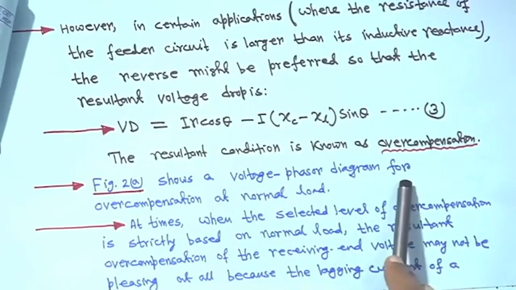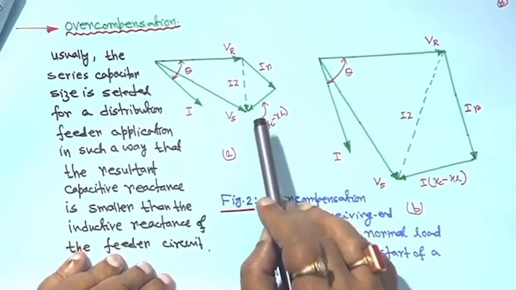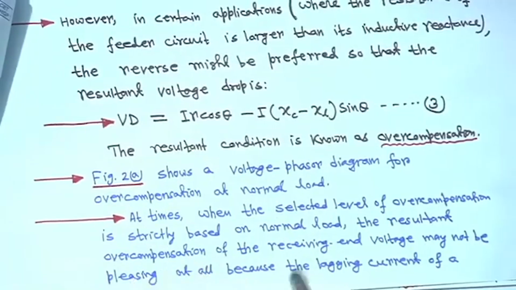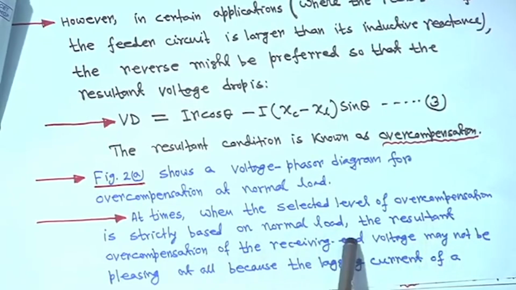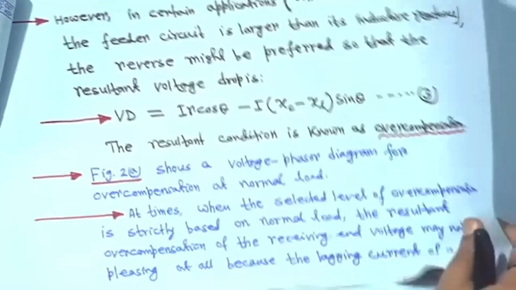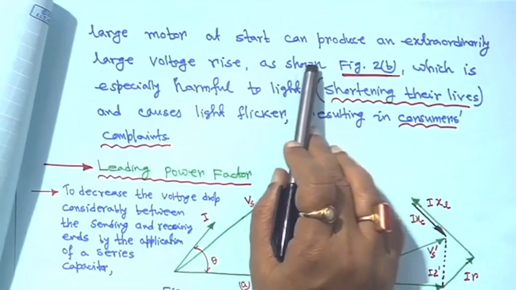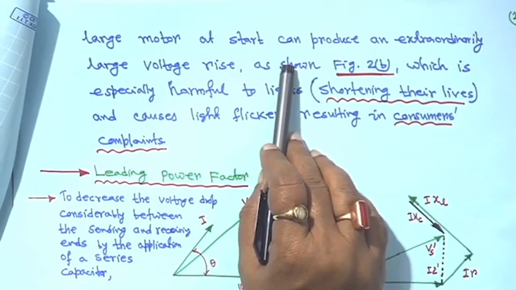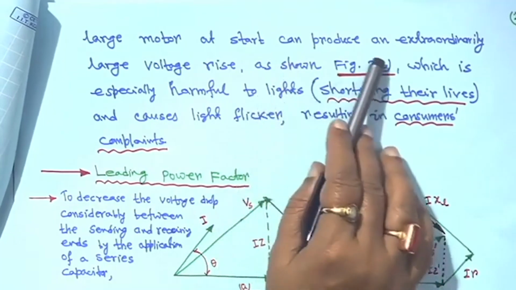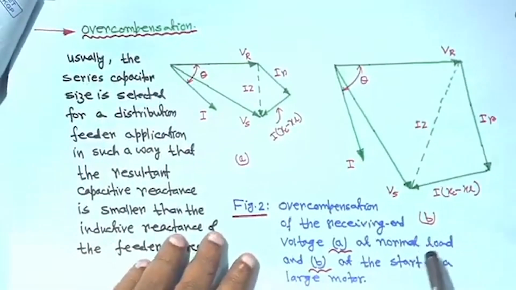Figure 2a shows a voltage phasor diagram for overcompensation at normal load. At times, when the selected level of overcompensation is strictly based on normal load, the resultant compensation of the receiving end voltage may not be pleasing at all, because of the lagging current of a large motor start. The motor starting current may be 2.5 to 3 times its rated current, as you have studied in electrical machines, and this gives an extraordinarily large voltage rise, as shown in figure 2b.